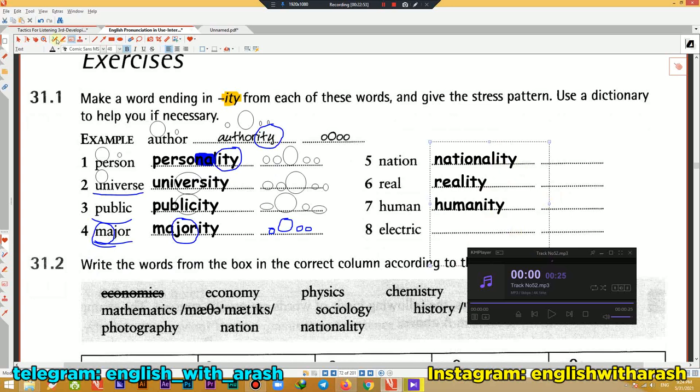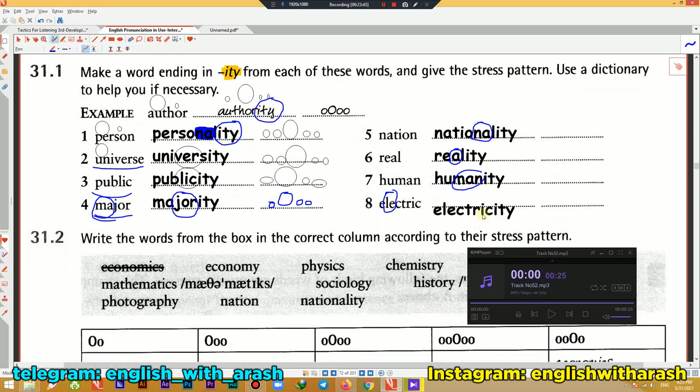What about the last one? Nationality, reality, humanity, personality. Do you know the last one? Electric, electric devices, the stress is here. But when you change it, electricity. Because I'm adding that ending, that suffix, so I say electricity. Although in the past stress was here, now stress is not there. Good. Electricity.